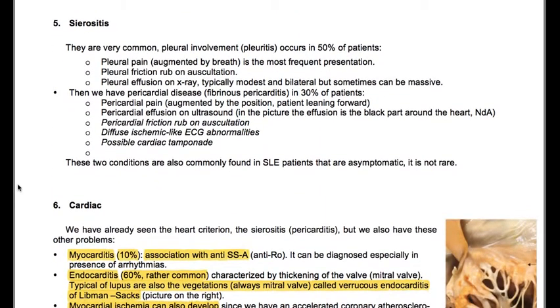Serositis is another manifestation. Very common, pleural involvement. Pleuritis occurs in 50% of patients. You have pleural pain augmented by breath, which is the most frequent presentation. Pleural friction rub on auscultation, pleural effusion on X-ray, typically modest and bilateral, but sometimes can be massive.